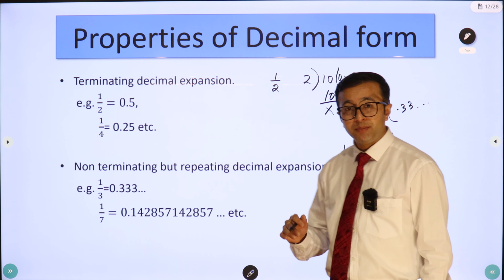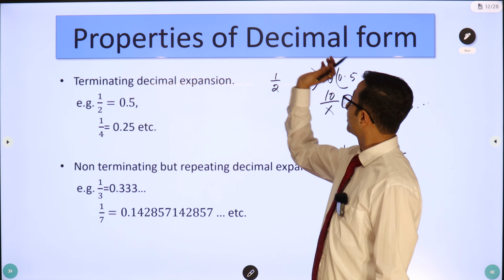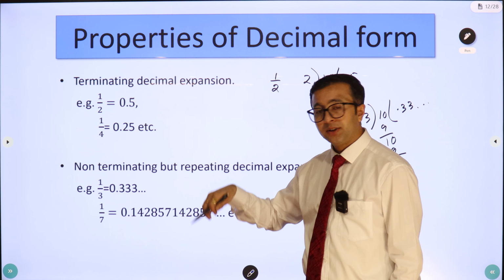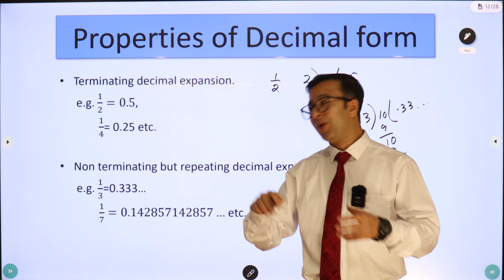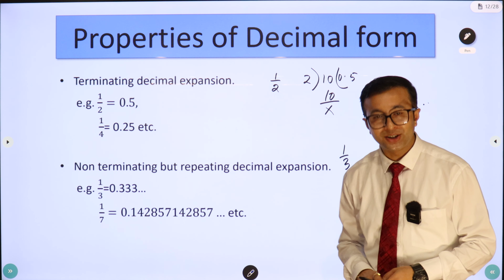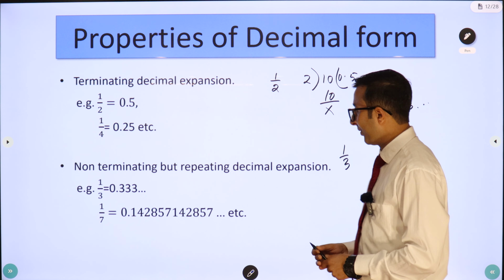So any number which satisfies either a terminating decimal expansion also belongs to the set of rational numbers. If the number has a non-terminating but repeating decimal expansion, that also moves into the set of rational numbers. Clear? Hope it is clear to you all.